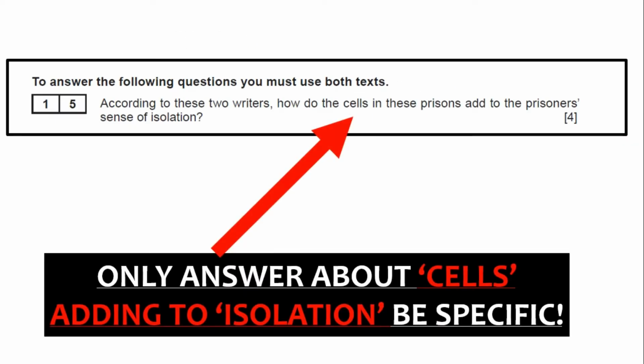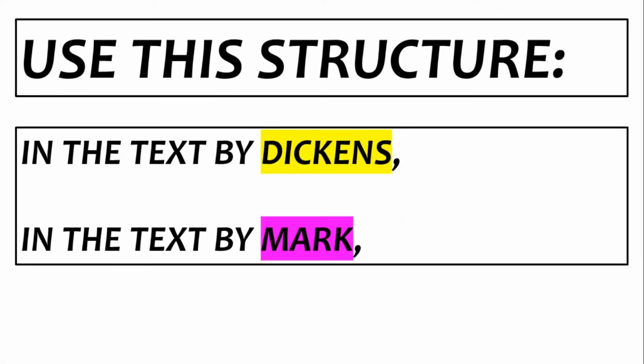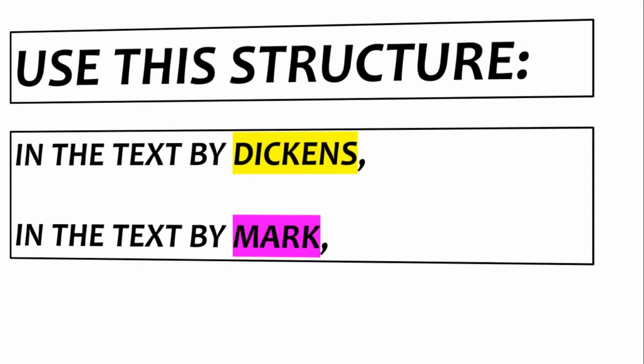Okay, so this question is about how the cells in prisons add to the prisoner's sense of isolation. So this is what you're looking for. Only answer about the cells and isolation. Don't just talk about the text in general. Be specific. So I would use this structure: in the text by Dickens, in the text by Mark. Use the names of the authors to make it clear which text you're talking about.